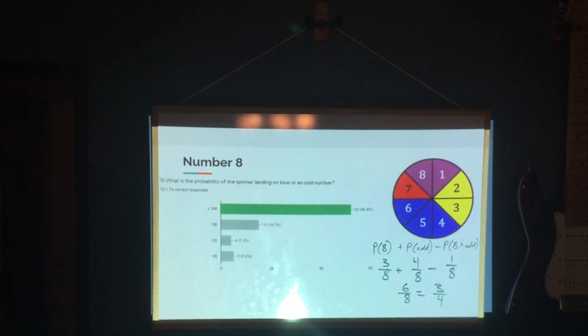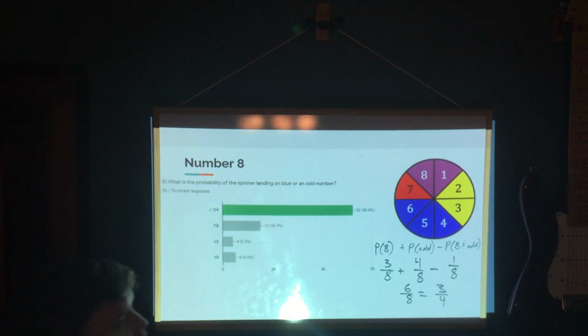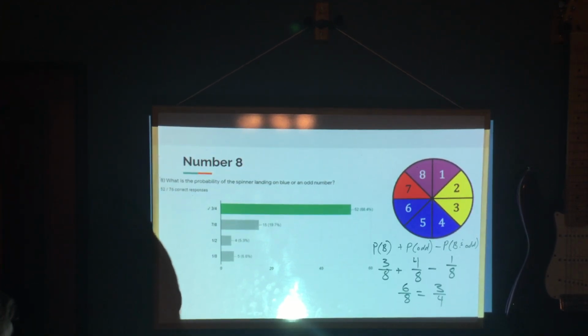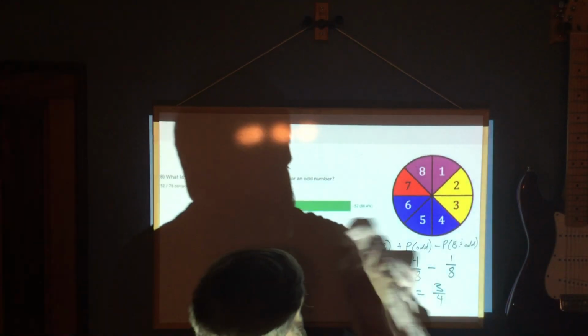So the most common missed answer was 7/8. You weren't subtracting where it happened at the same time. If it can happen at the same time, it's not mutually exclusive, and you have to subtract where it happens at the same time.